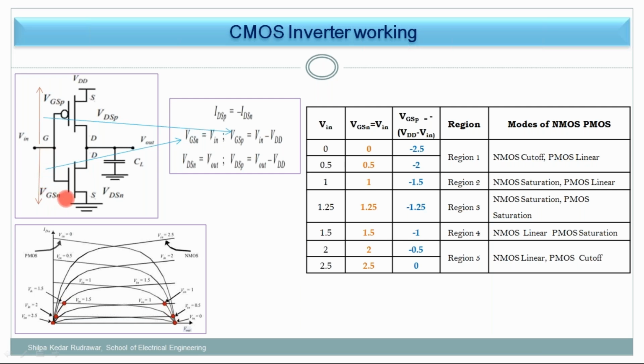So this is VGSN, where this is your N MOSFET, this is the gate of the N MOSFET, and this is the source of the N MOSFET. That's why, if I want to mention VGSN, it is related to gate and source. Okay, so it is mentioned VGSN.